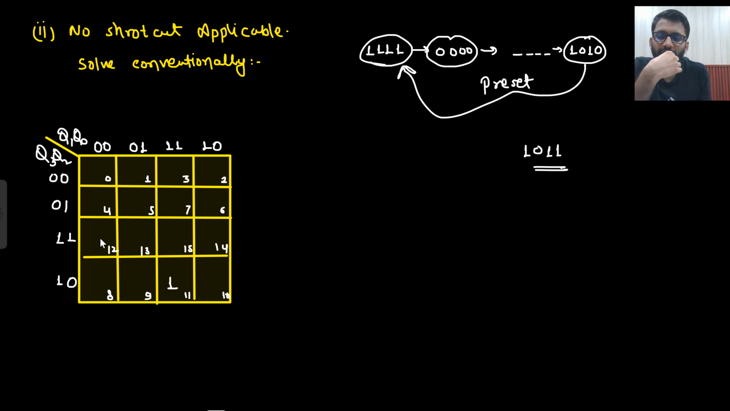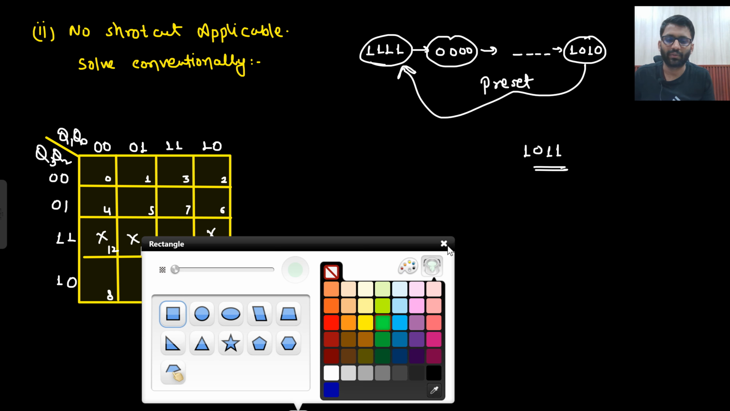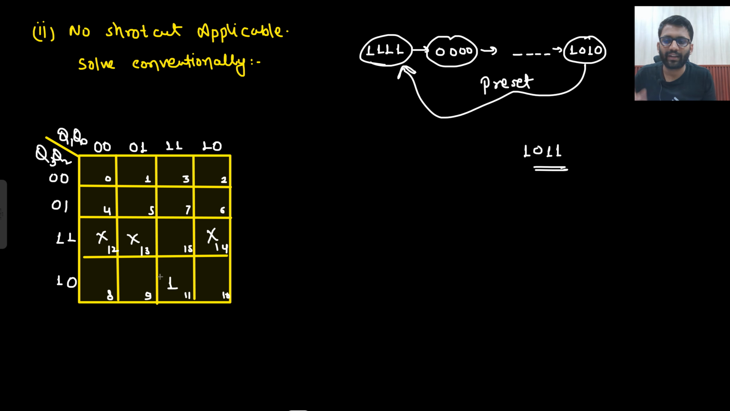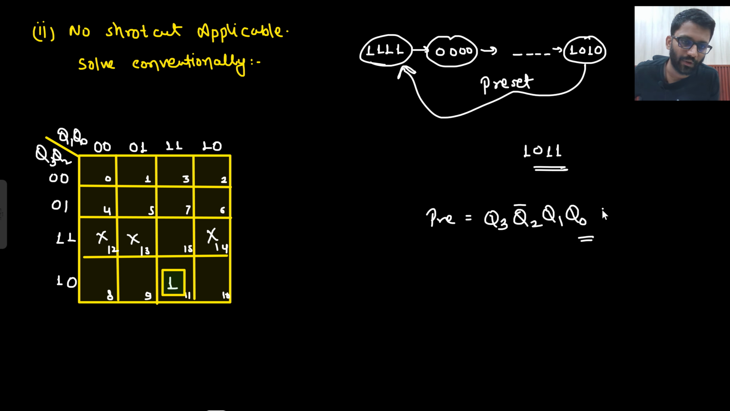And which all will be don't care? 12, 13 and 14. 12, 13 and 15 will be don't care? No, 15 should be 0, because at this input you do not want your preset to be high. So now you are not getting any other quad here. You are not even getting a pair. So only a single element will come. And this single element is Q3 into Q2 bar into Q1 into Q0. So this will be your preset. Well and good. Very easy problem.